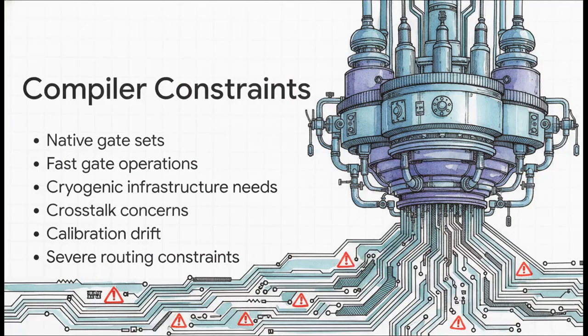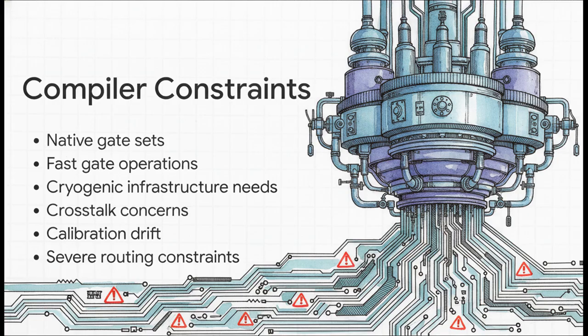Let's break down the specific software bottlenecks here. Sure, superconducting qubits offer very fast nanosecond scale gate operations, which is awesome, but they come with some heavy baggage. We're talking massive cryogenic infrastructure and severe crosstalk concerns between those neighboring qubits. Plus, calibration drift means a layout that ran perfectly yesterday might be way too noisy today.